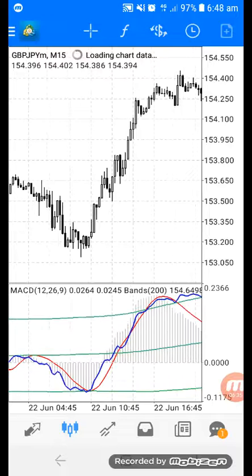So this is the strategy, guys. A very simple yet profitable strategy. You can backtest it on your demo account.